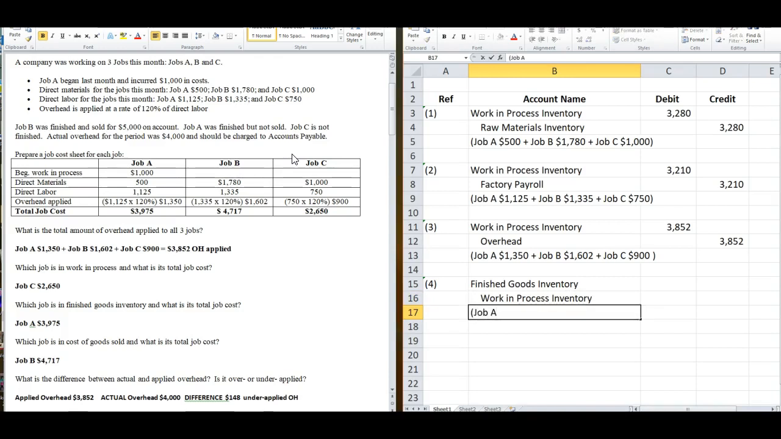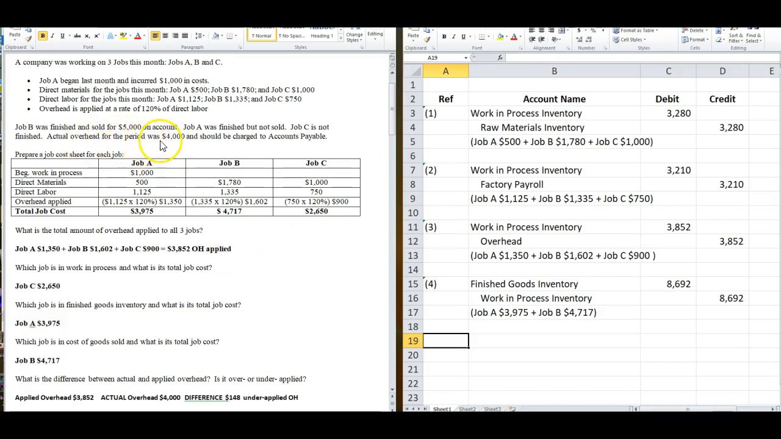This is also your cost of goods manufactured. Remember that from chapter 1? We're going to need it again, but for right now, that's where we get cost of goods manufactured. So job A, the total cost was $3,975, and for job B, the total cost was $4,717. So we will record a debit and credit for $8,692. Job C was not finished, so we don't need to do an entry to move that anywhere.